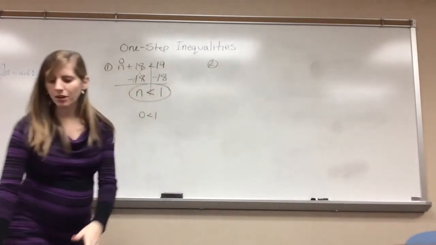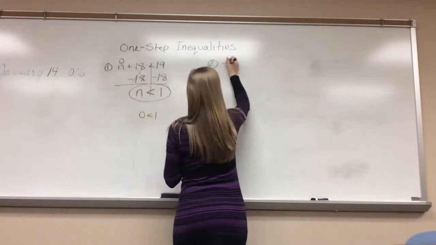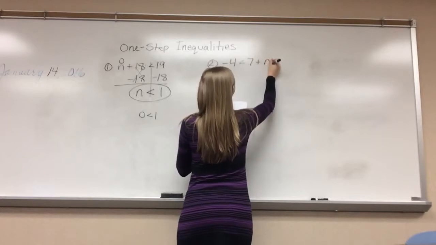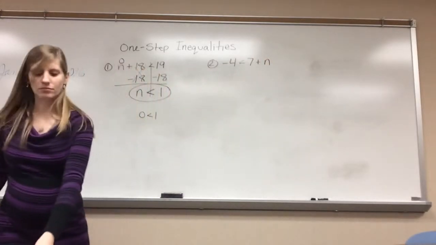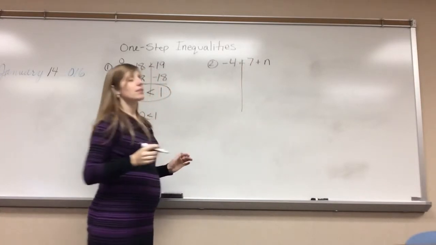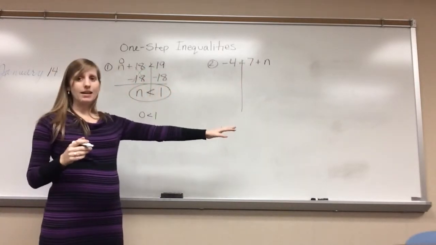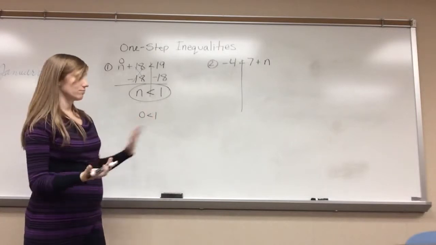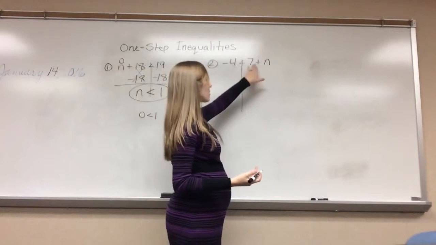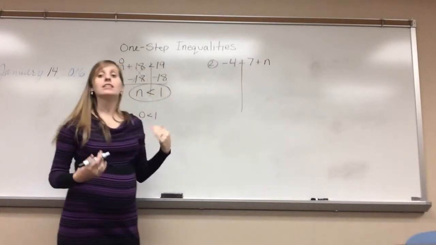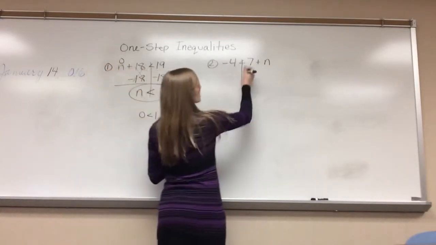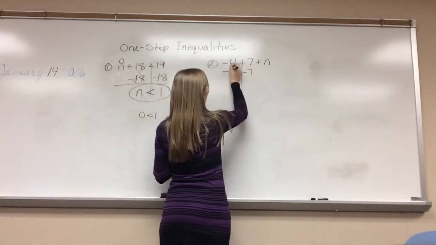For problem number 2, our inequality is -4 is less than 7 plus n. So to solve this, I'm going to draw my line through the inequality sign. This time my letter is on the right-hand side. That's okay. We solve it just like we normally would. The 7 is with the n, so I want to cancel that 7. That is a positive 7, so to cancel it, I will subtract 7. So I subtract 7 on each side.